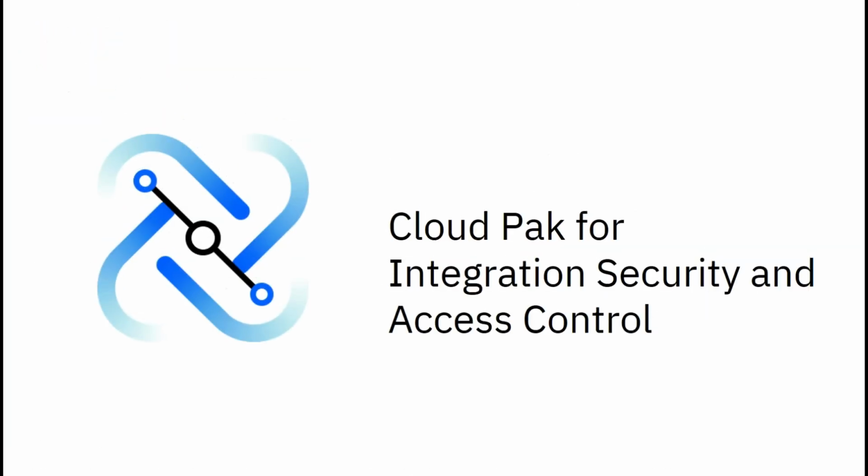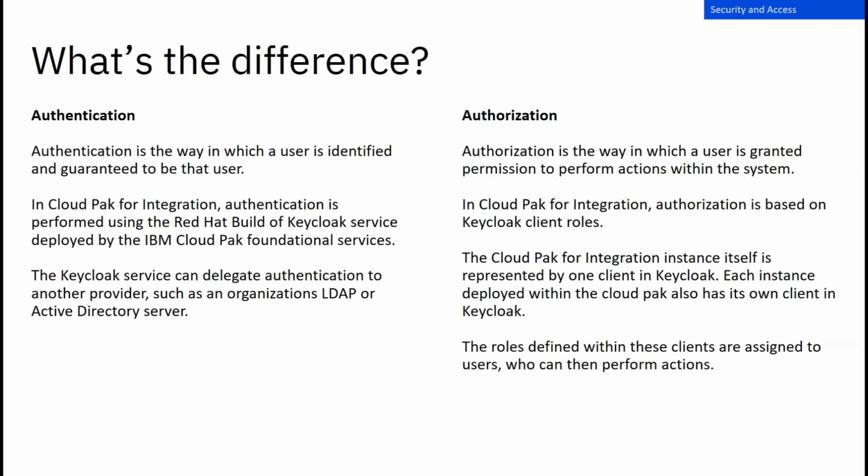Security begins with authentication and authorization. CP4I uses Keycloak for identity management, supporting LDAP, OIDC, SAML, and OpenShift integration. Authentication identifies users and can delegate to external providers like LDAP or Active Directory. Authorization grants permissions based on Keycloak client roles.